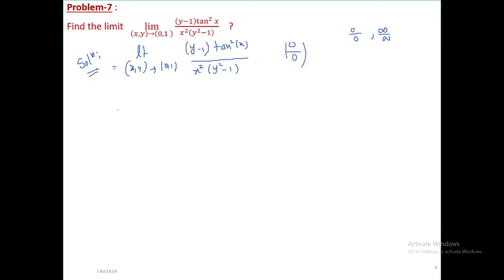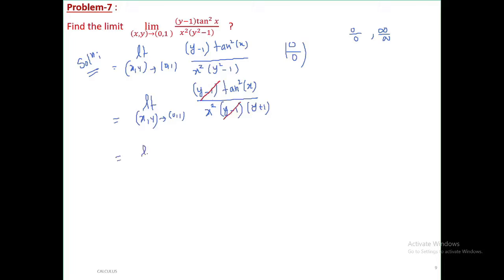Then go to either path limits or simplifying the function. Now look at this problem. y minus 1 here, y square minus 1, I can write y plus 1 into y minus 1, so that y minus 1 will be cancelled out. So it seems to be simplifying kind of. Let us go for simplifying the function, because by looking at the function I am deciding that. So now it is y minus 1 in the numerator into tan square x divided by x square into y square minus 1, I can write y minus 1 into y plus 1. a square minus b square will be a plus b into a minus b. Okay. Now cancel out the similar terms here. y minus 1 in the numerator cancels with y minus 1 in the denominator. So now what will you get?